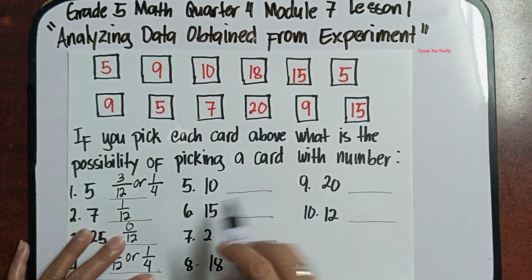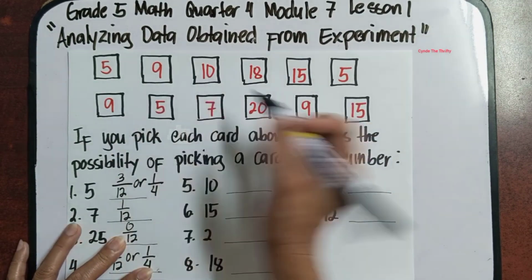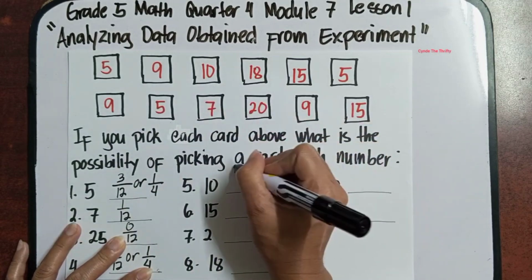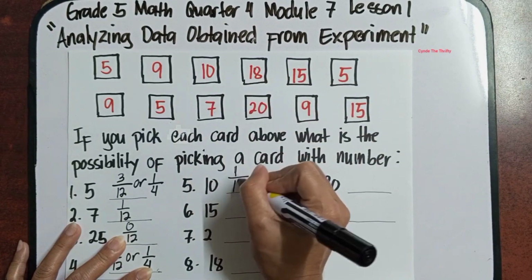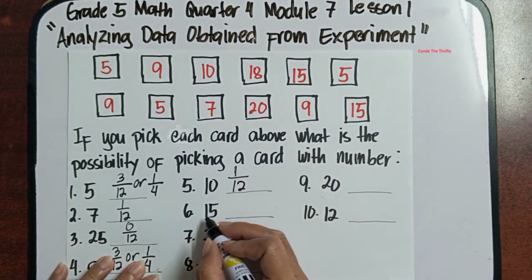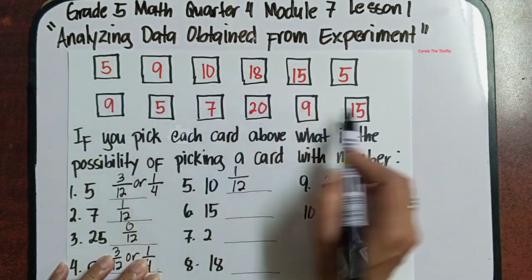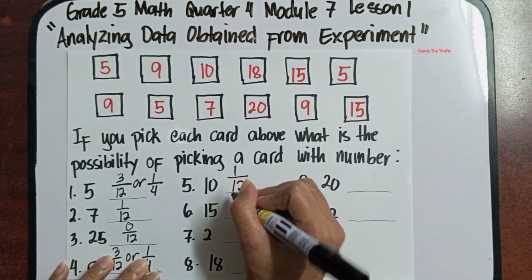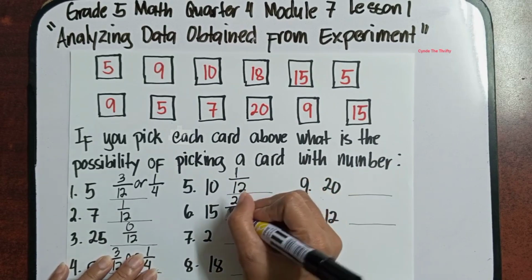Sa number 5 naman, 10. So, ilan yung 10 natin dito? 1. So, ibig sabihin, 1 lang yung favorable outcomes natin over the total possible outcomes na 12. So, 1/12 or 1 of 12. Sa number 6 naman, 15. So, ilan yung 15 natin? 1, 2. So, meron tayong dalawang favorable outcomes over the total possible outcomes na 12.